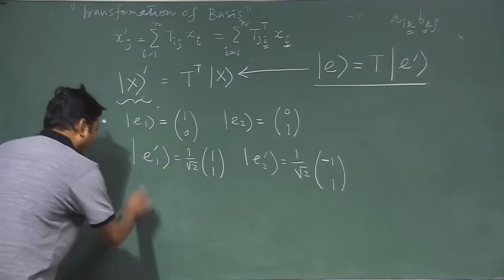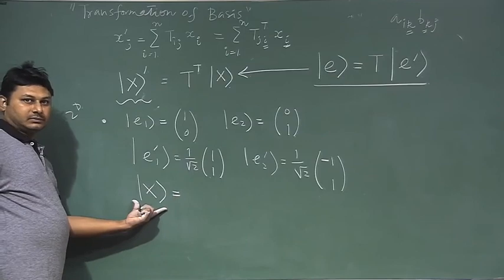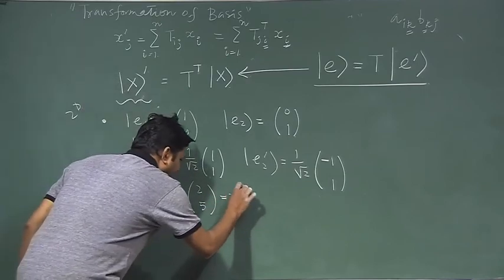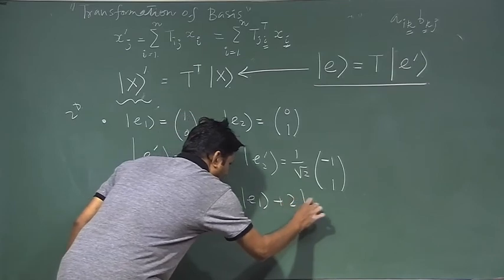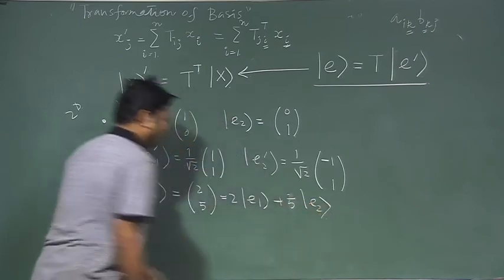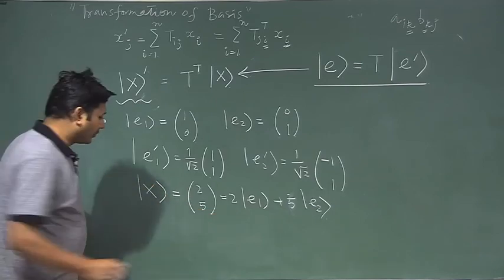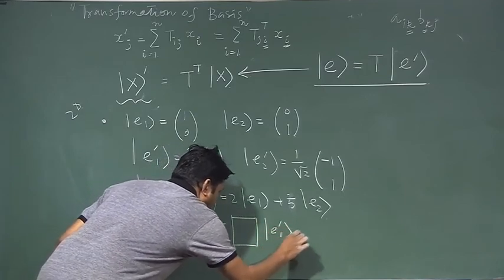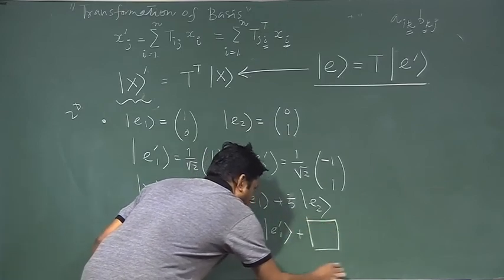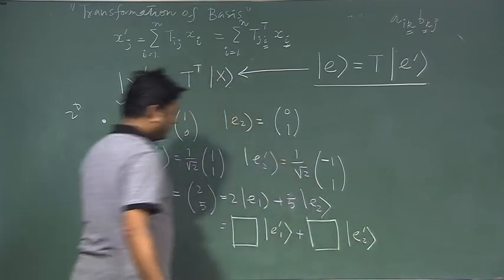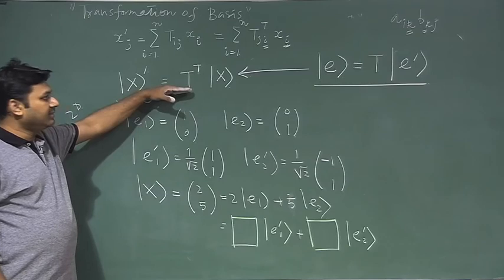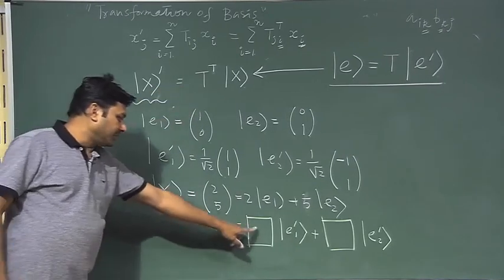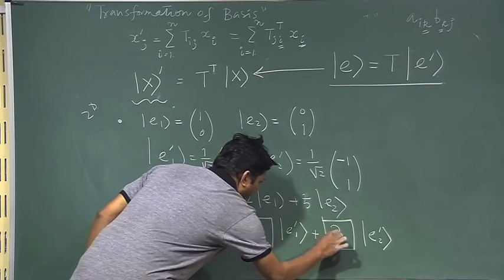The problem is now a general vector x, which is say (2, 5), can be represented as 2 E1 plus 5 E2. The problem is to fill in the blanks: if I want to write it in terms of E prime, what should be in the blanks? This is the definition of the problem. Using the treatment or recipe I figured out here, I will fill up this blank.